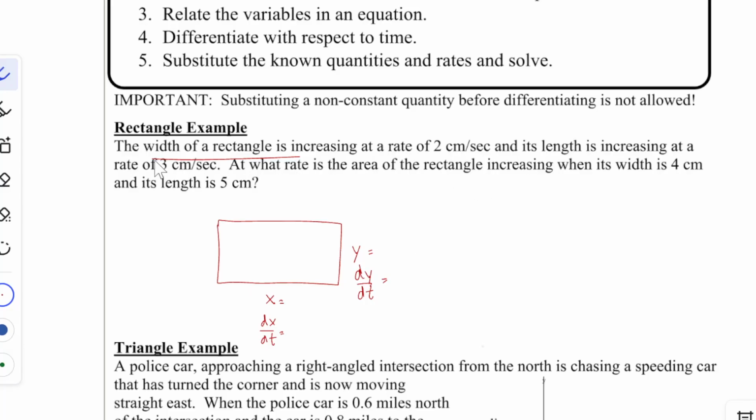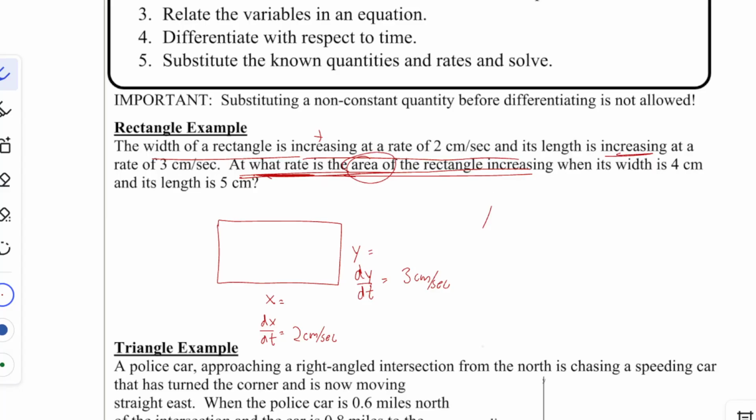All right. The width, which I called x, is increasing at a rate of 2 centimeters per second. So increasing means plus. So dx/dt is the rate, 2 centimeters per second. And the length is increasing at 3 centimeters per second. What is the rate the area is increasing? So whatever they're asking for, like here, I've just come across that. What is the rate of the area?